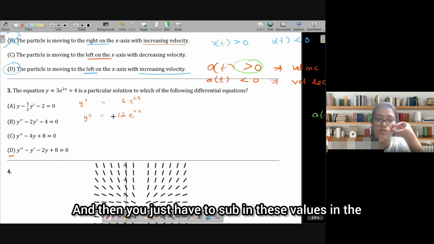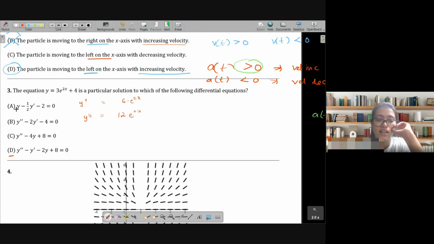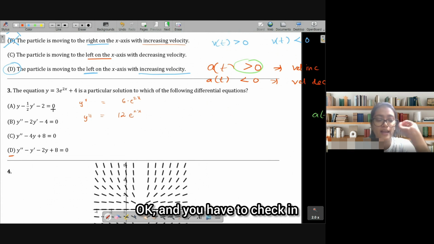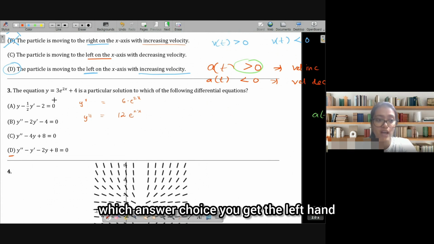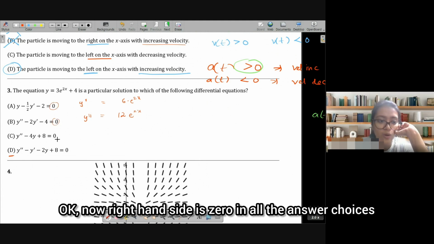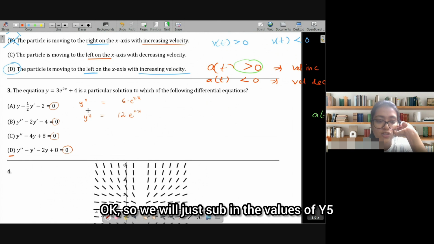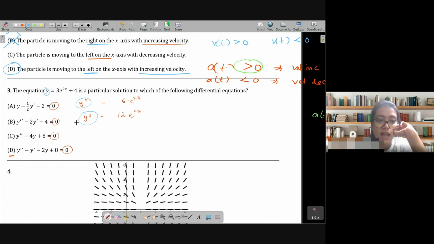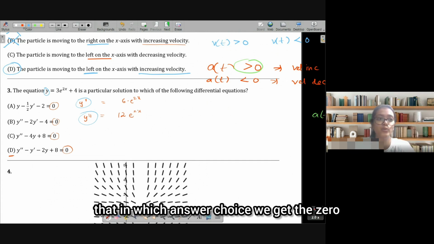And then you just have to sub in these values in the equations one by one. You have to check in which answer choice you get the left hand side equal to the right hand side. Now, the right hand side is 0 in all the answer choices. So we will just sub in the values of y prime and y double prime on the left hand side, and we will see in which answer choice we get 0.